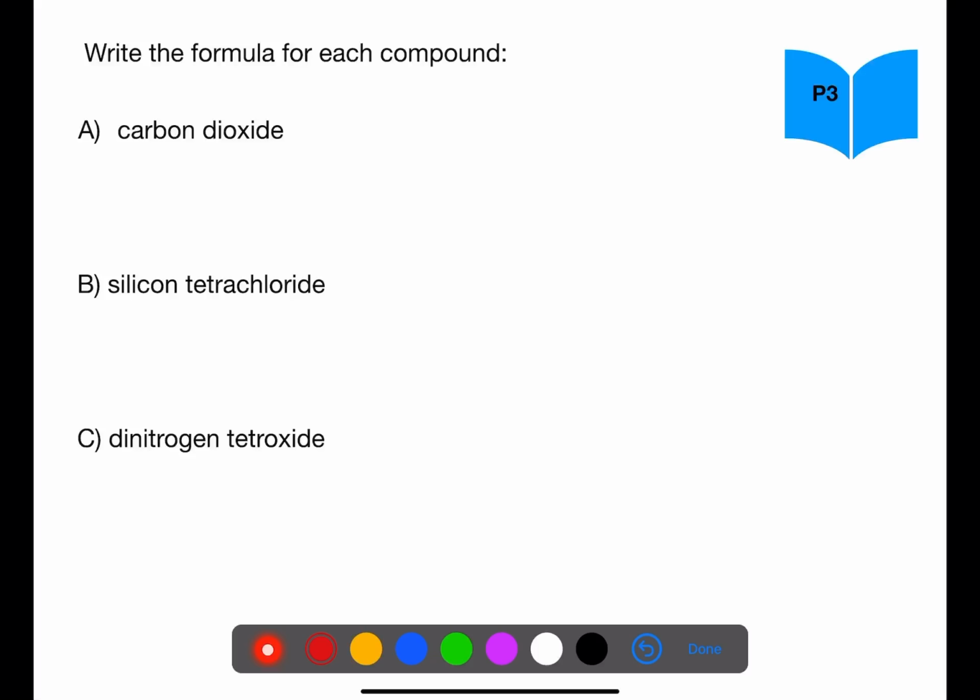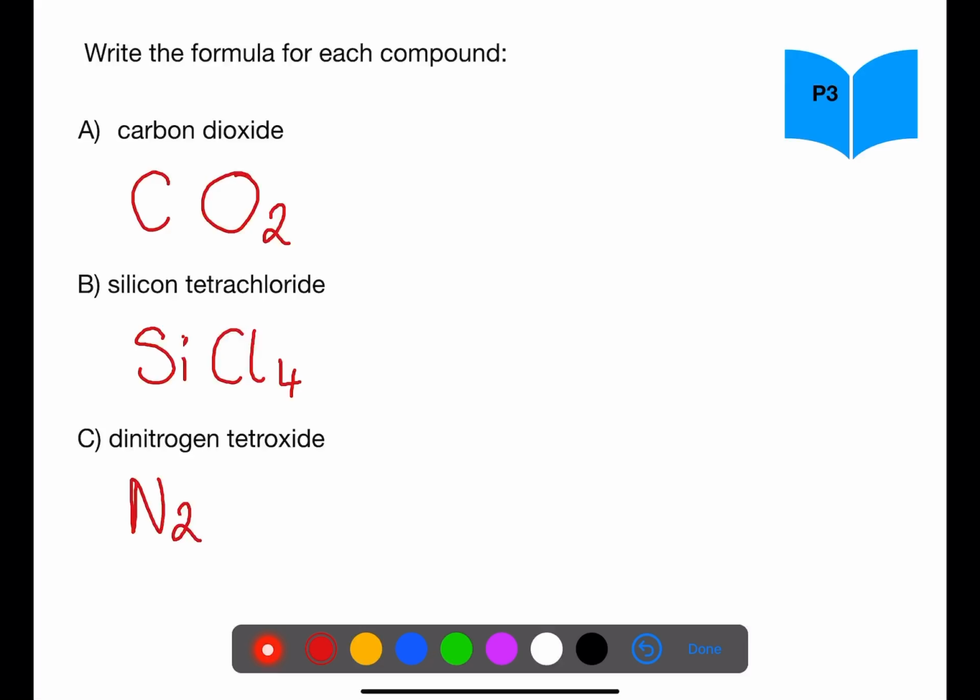Carbon dioxide contains 1 carbon and 2 oxygens. This is because di means 2, therefore the formula is CO2. Silicon tetrachloride contains 1 silicon and 4 chlorine, SiCl4. Dinitrogen tetroxide contains 2 nitrogens and 4 oxygens, N2O4.